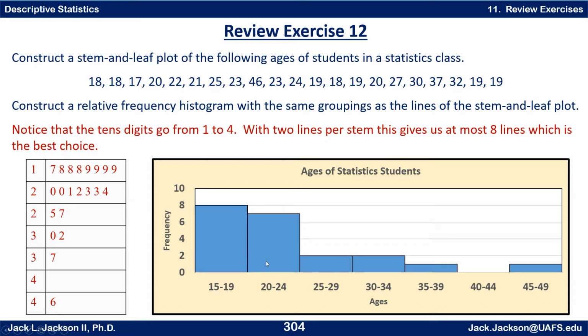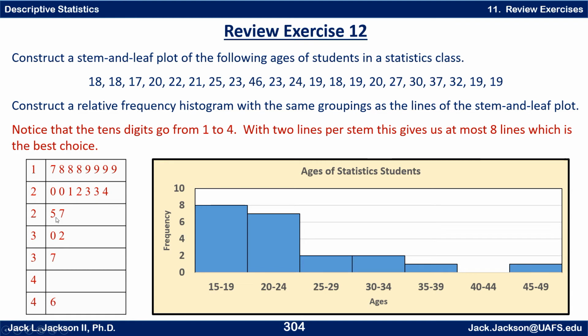So this is a grouped frequency histogram. For the 20s, from 20 to 24, if we count these, there are 7 of those. That goes up to 7 for that height of that bar. From 25 to 29, there are 2 of those, and so forth. And you can see those. Notice that we needed to leave the space here for 40 to 44.